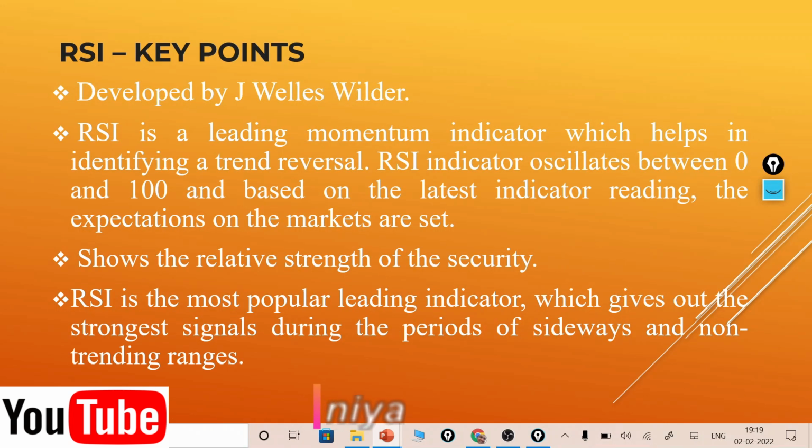Let me bring before you the key points before I explain what RSI is. Relative Strength Index was developed by J. Wells Wilder. It is a leading momentum indicator which helps in identifying a trend reversal. It oscillates between 0 and 100, 0 being the lowest value and 100 being the highest. 0 indicates no strength and 100 indicates the highest strength. It is a latest indicator reading the expectations on the markets that are set.